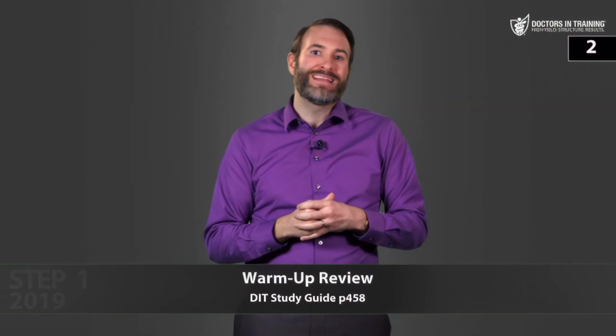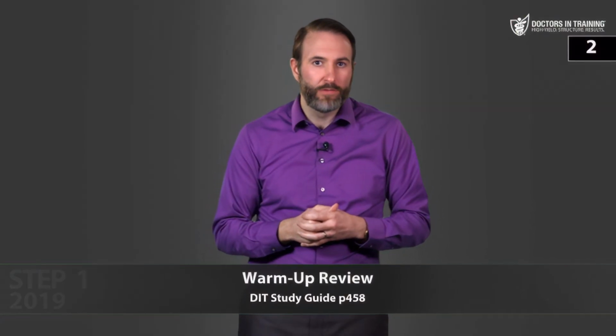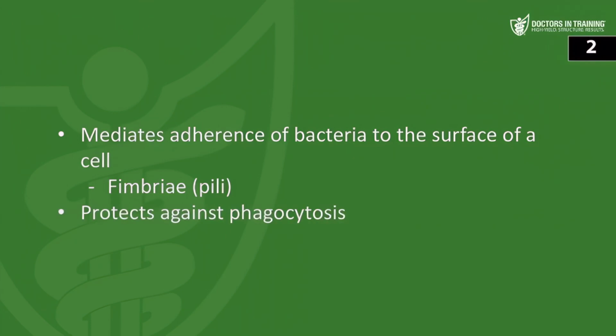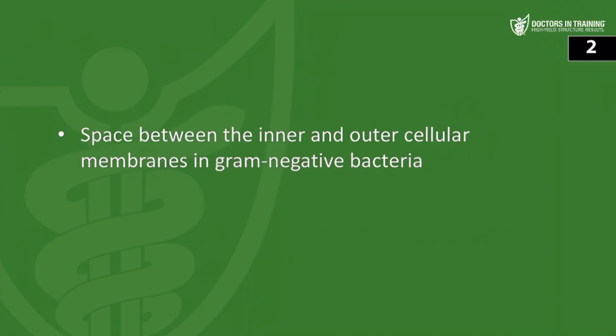Next, which bacterial structure fits each of the following descriptions? Mediates adherence of bacteria to the surface of a cell. So that's going to be the fimbria or pili. Protects against phagocytosis. That's going to be the capsule. Space between the inner and outer cellular membranes in gram-negative bacteria. That's going to be periplasm.